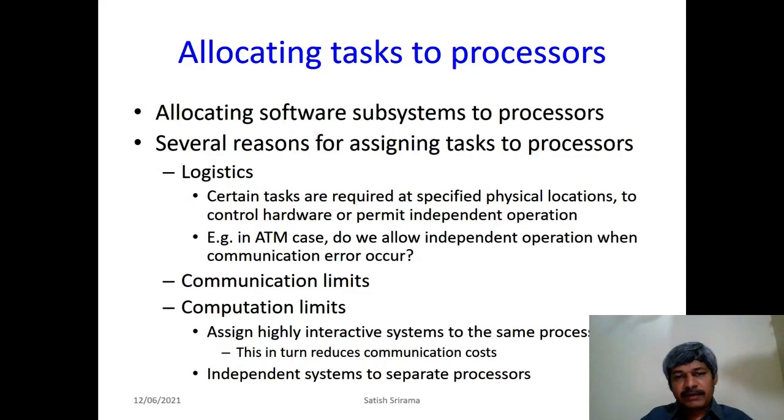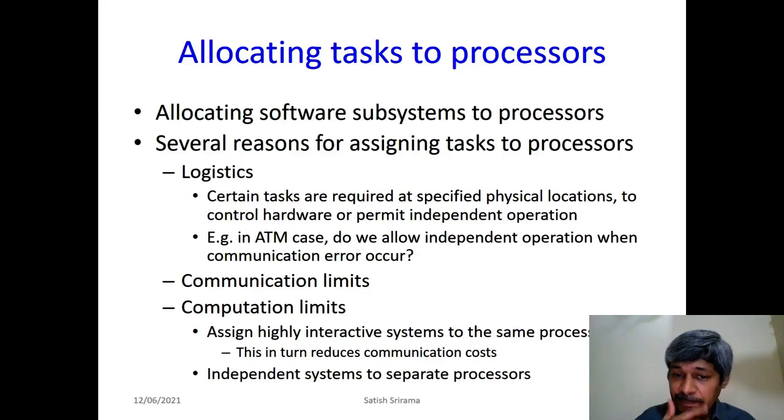Then once we have identified these things, we have to allocate these tasks to the processors, that is, allocating these software subsystems to the processors. There can be several reasons for assigning tasks to a particular processor. One of them can be logistics. Certain tasks are required at specified physical locations to control the hardware or permit independent operation. Think again about our same ATM case. You put in certain information, wait for the transaction to finish, and you get the money.